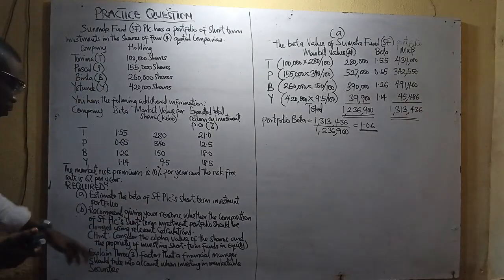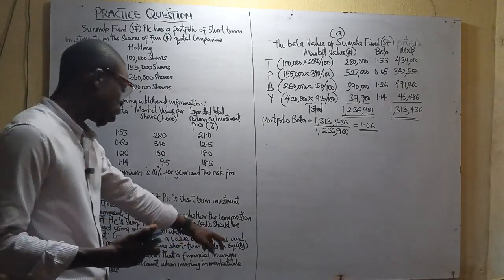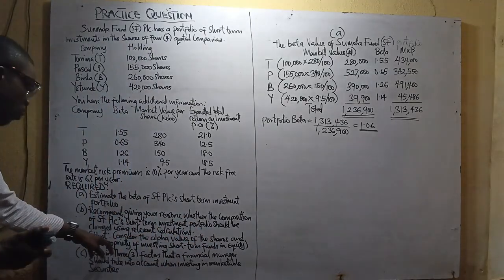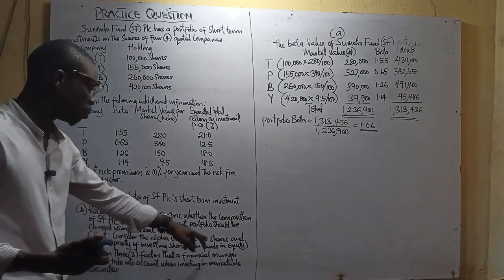They now gave us a hint. They said consider the alpha value of the shares and the propriety of investing in short-term investment.